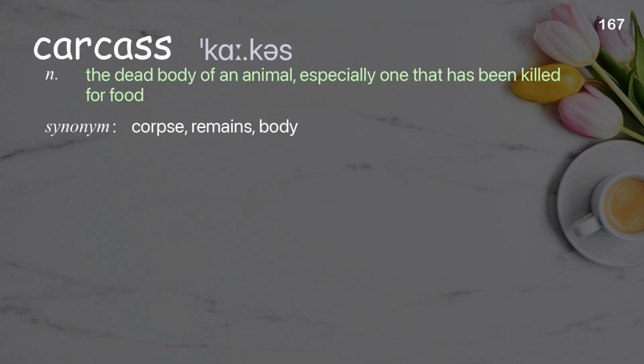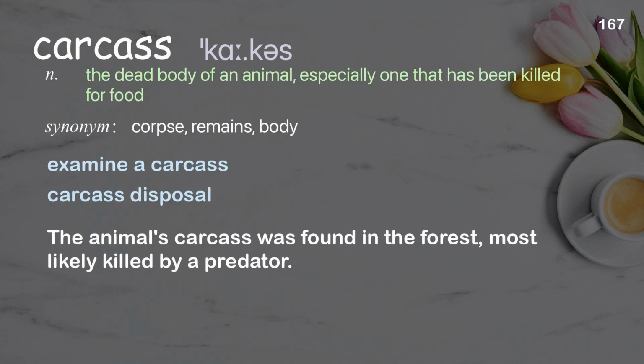Carcass. The dead body of an animal, especially one that has been killed for food. Examples: Examine a carcass. Carcass disposal. The animal's carcass was found in the forest, most likely killed by a predator.